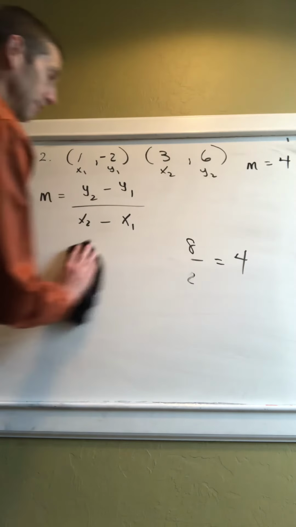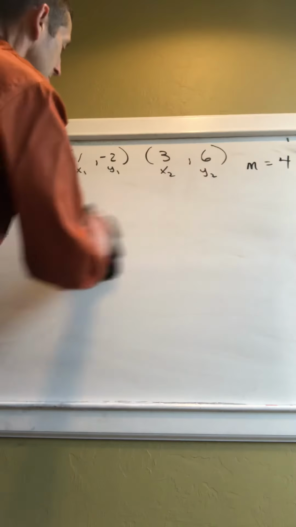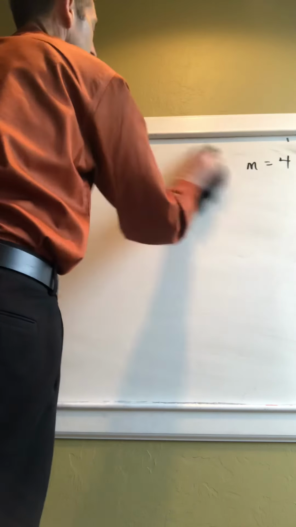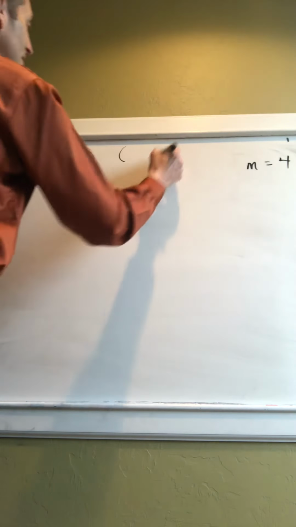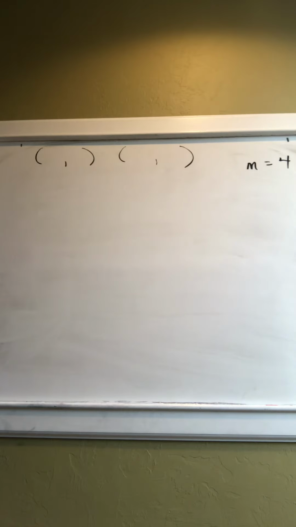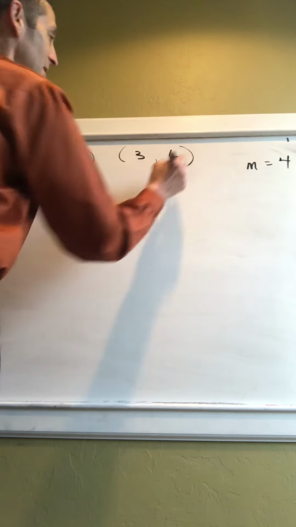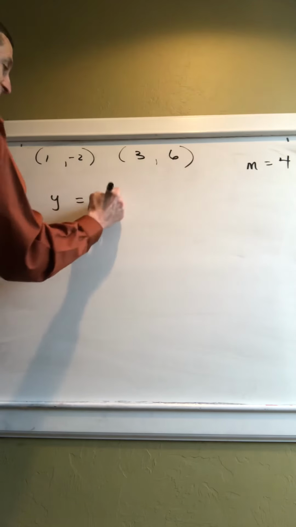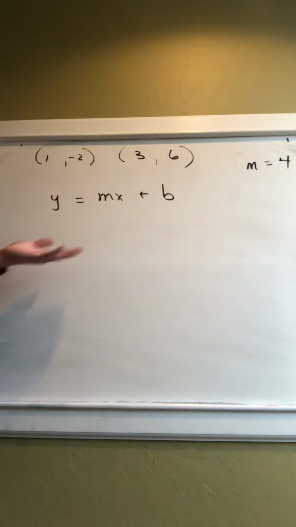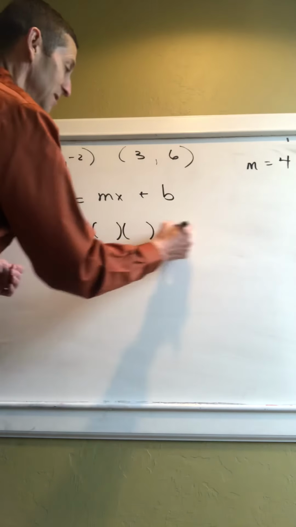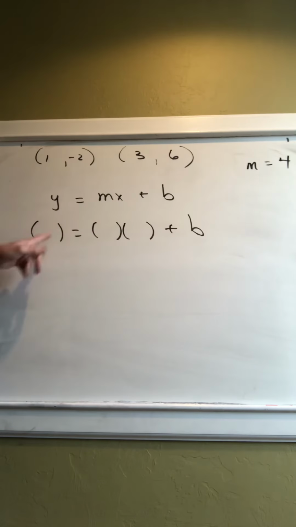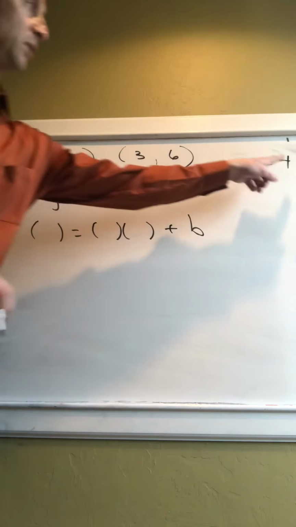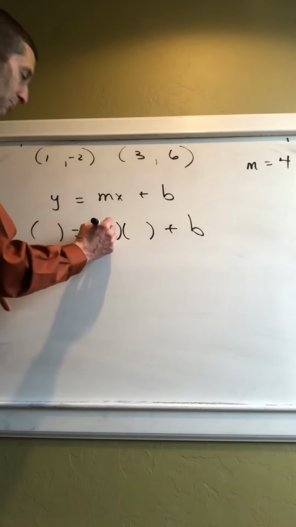Let's see how this worked out. Whoops, I needed that. Let me put these back up here real quick. So (1, -2) and (3, 6). So to find b, we use our best friend, y equals mx plus b. We're going to leave the b as b, but we've got to plug numbers in for these letters. We know m is equal to 4.